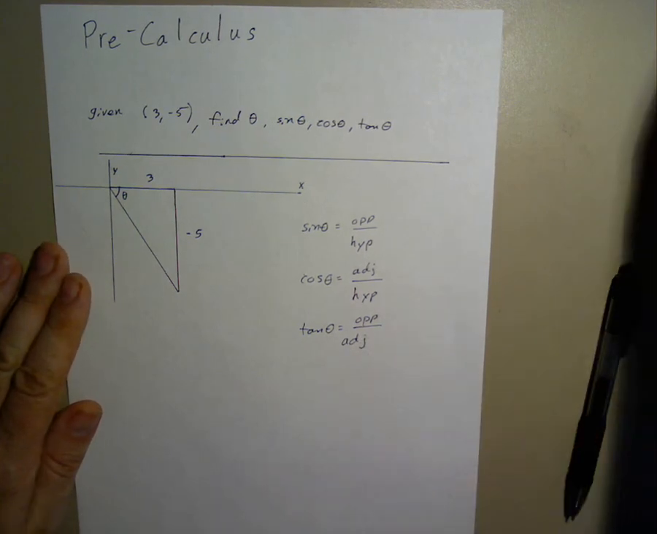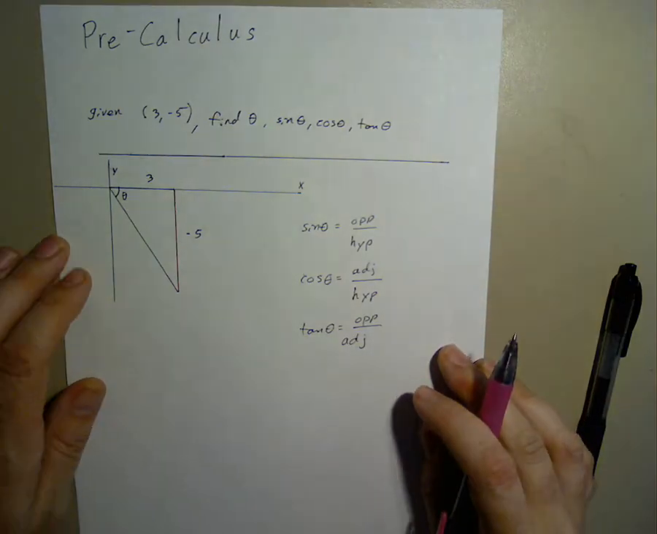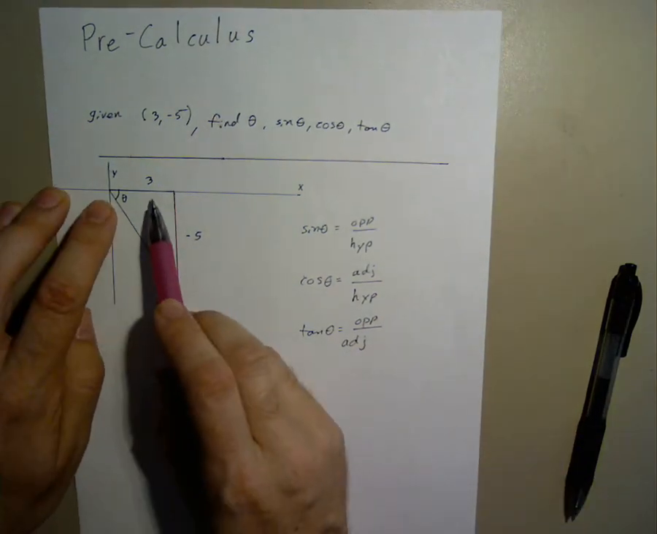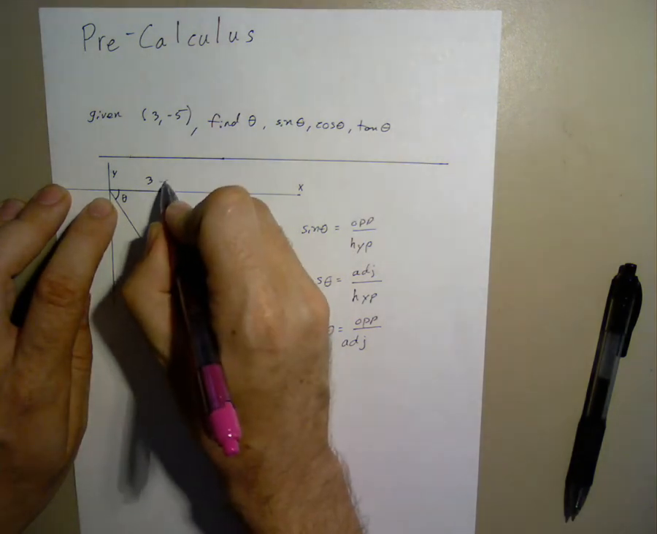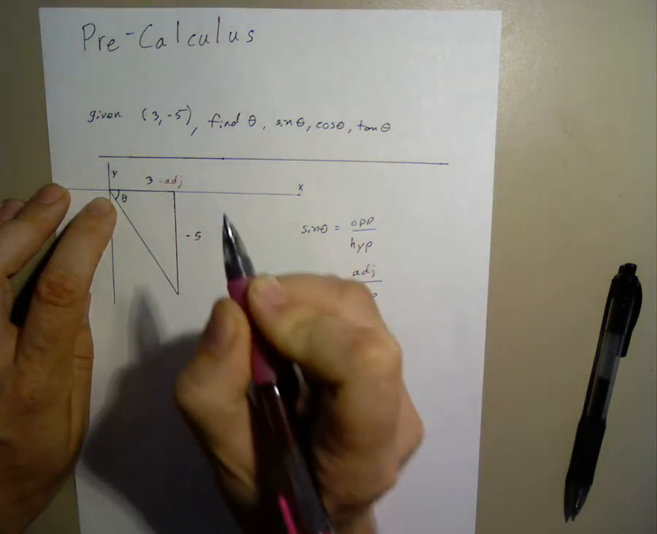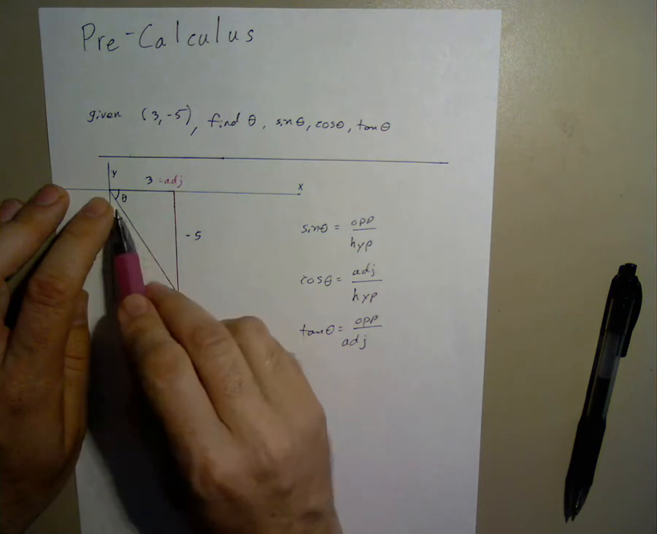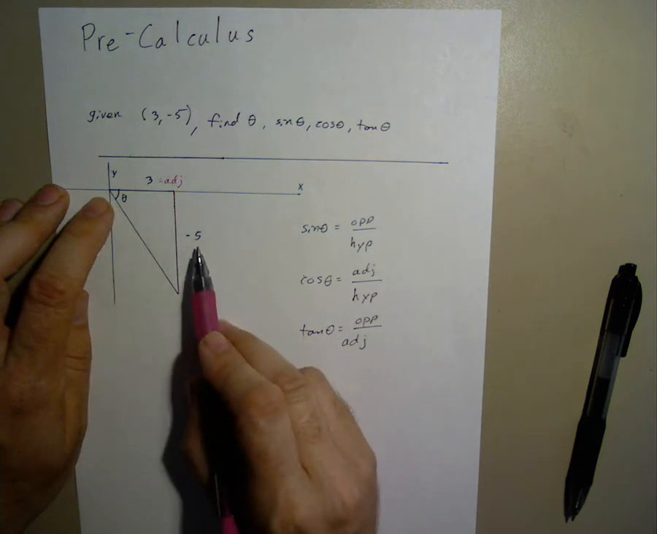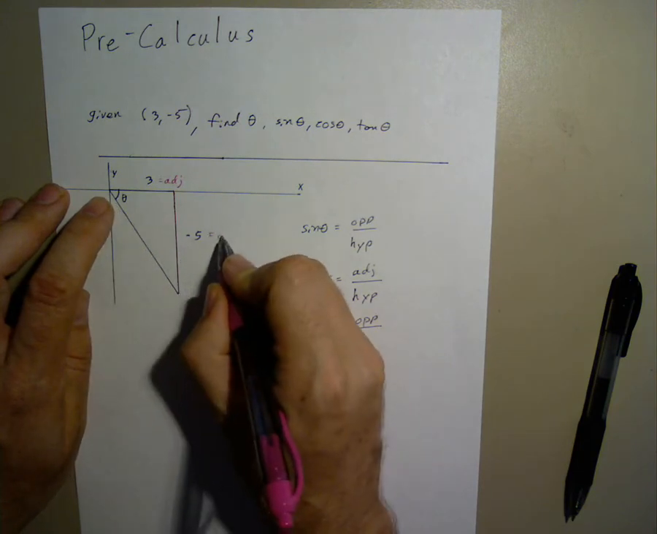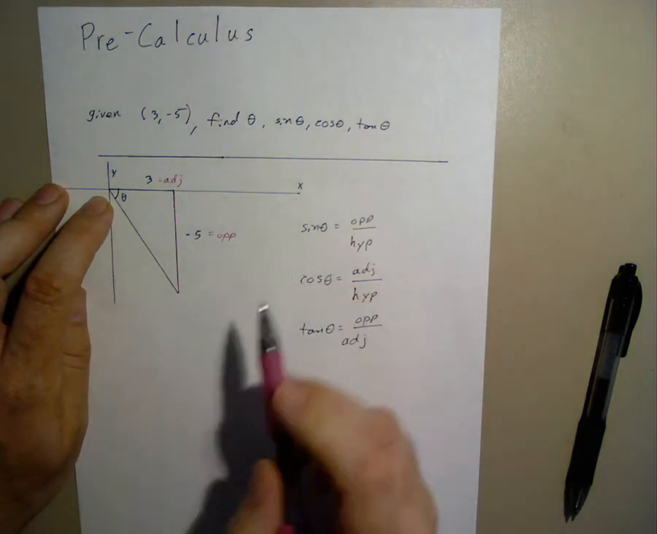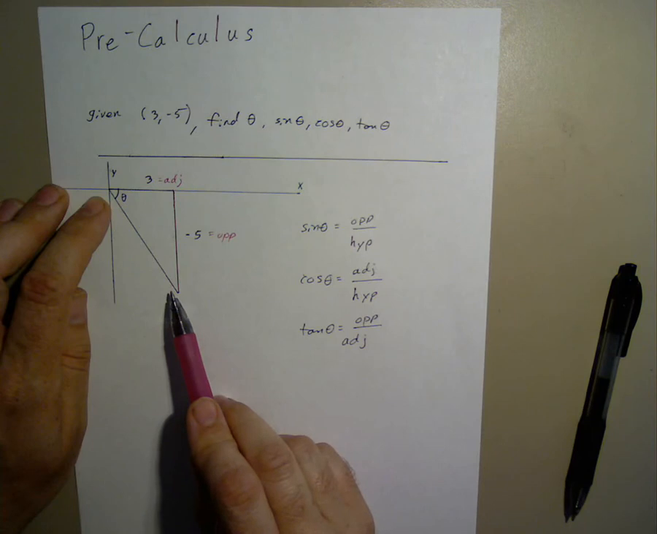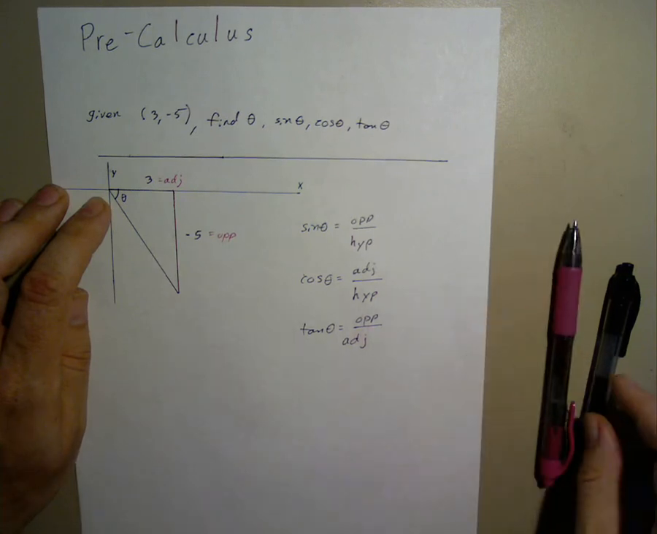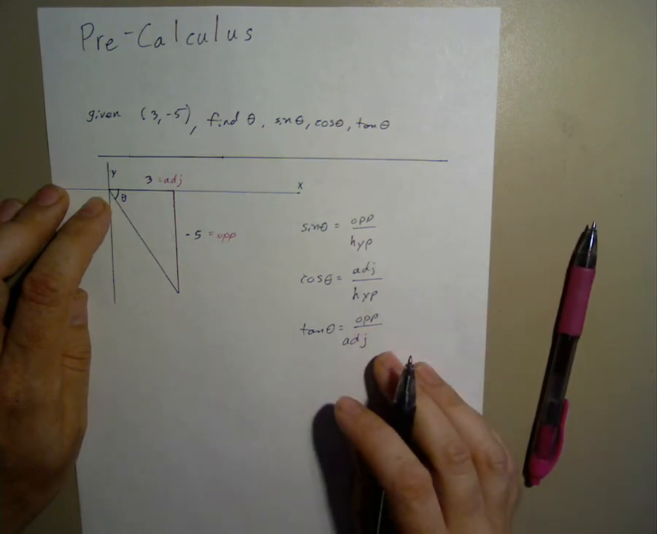In our case, for our triangle, the side adjacent to the angle is 3. The side opposite the angle is -5. The hypotenuse will be this diagonal side right here. To solve for that, we can use the Pythagorean theorem.